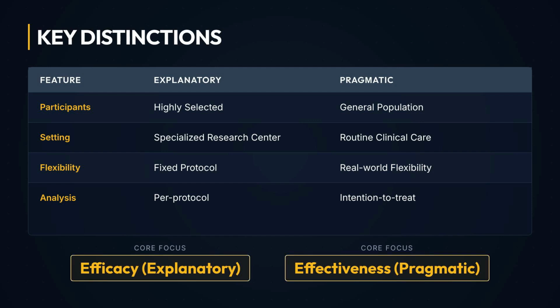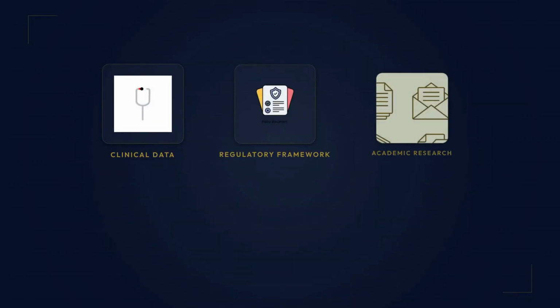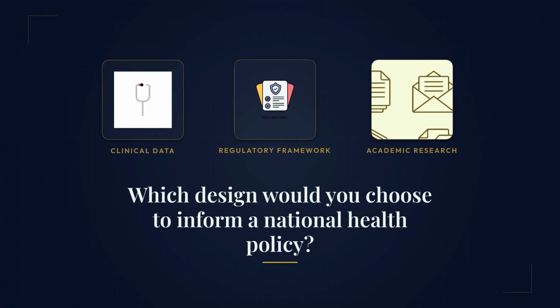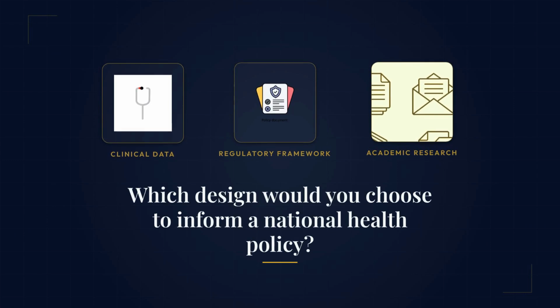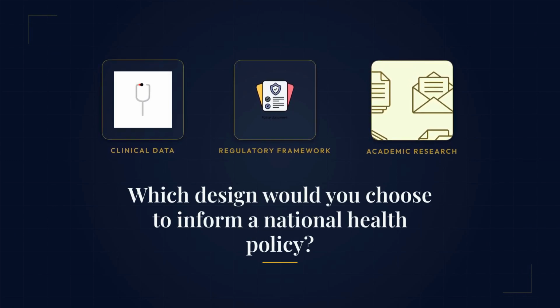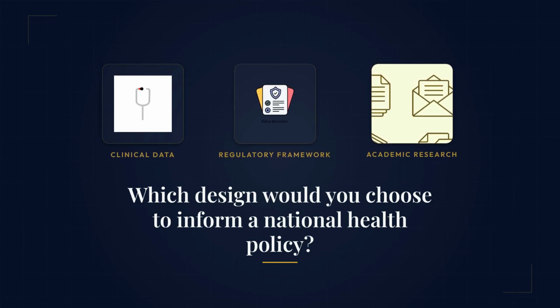A common mistake is to think one is better than the other. In reality, they serve different purposes at different stages of research. So, when is this useful? If you are a researcher developing a new vaccine, you might start with an explanatory trial to prove it actually works biologically. But once you want to know if a national rollout in India or Pakistan will actually save lives, you need a pragmatic trial.